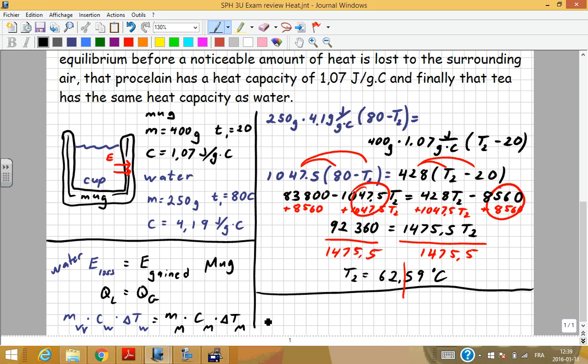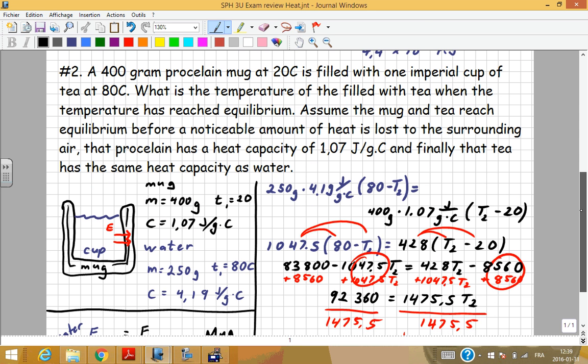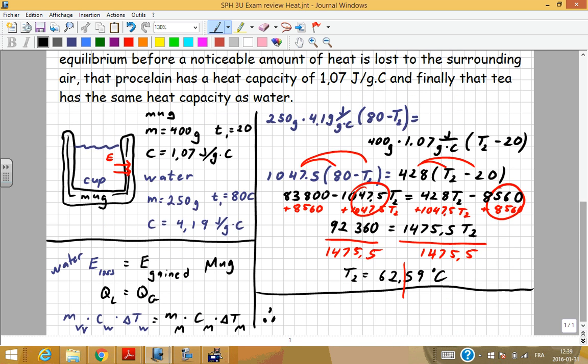Okay, so here, in conclusion, look at the question, exactly how we have to answer. It says, what is the temperature of the mug filled with tea? So the mug is at 63 degrees Celsius.